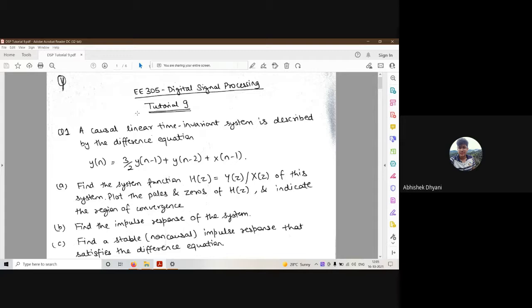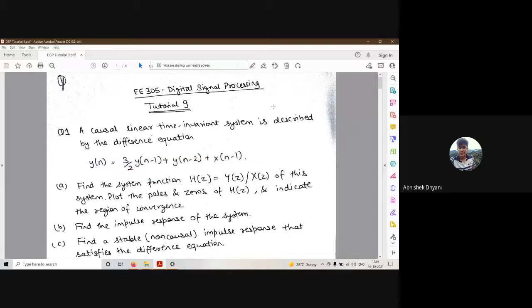Right, so this is tutorial number 9, and in this tutorial, we will look at some problems of unit 4. So let me start with question number 1. This is quite straightforward. We have been given a difference equation of a linear time invariant system.